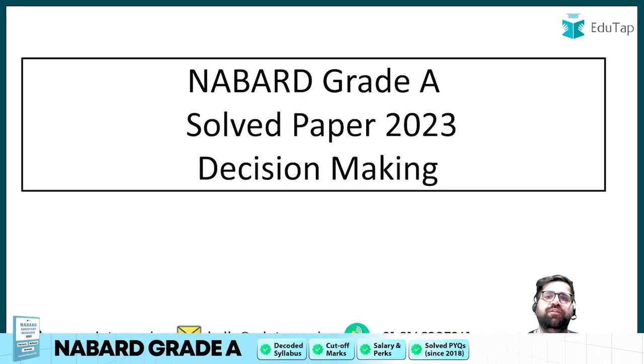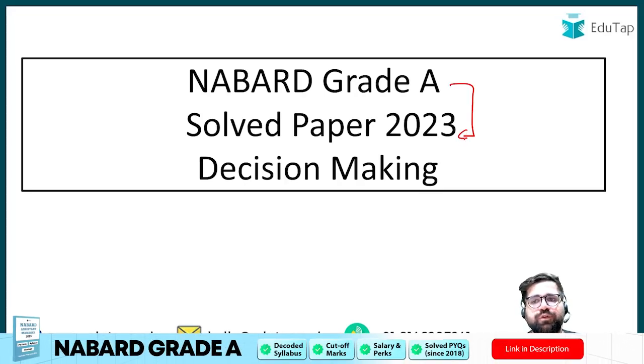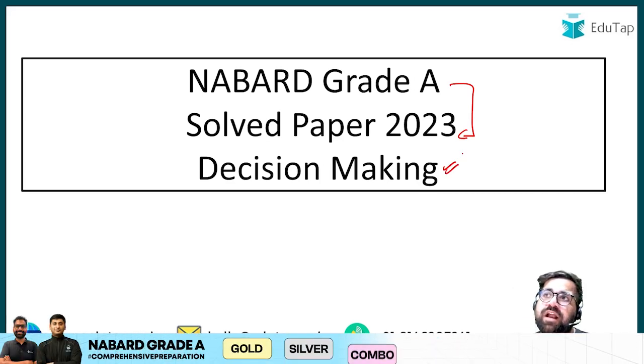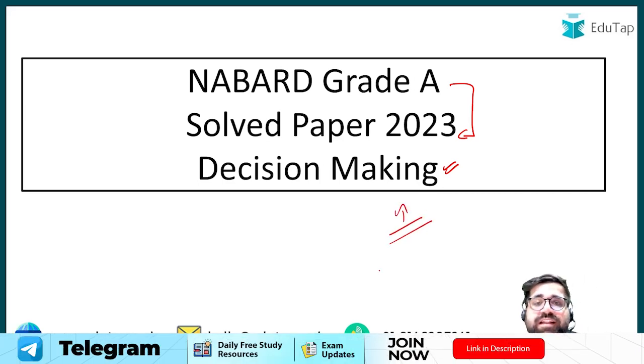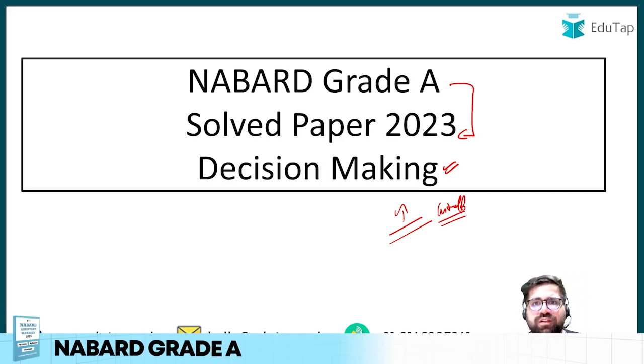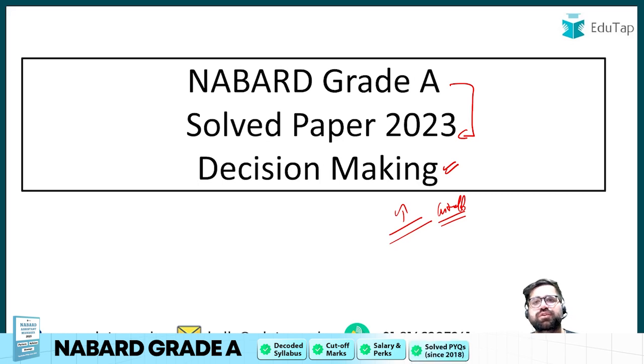In this particular video, we will be solving the NABARD Grade A 2023 decision making component. One reason why you should watch this video till the end is that many students become overconfident in the decision making component. They are not able to clear the small cutoff of the decision making section, and therefore they are not able to clear phase 1 of NABARD Grade A. So I want you to avoid this situation. Solve all the 10 questions of 2023 with me.